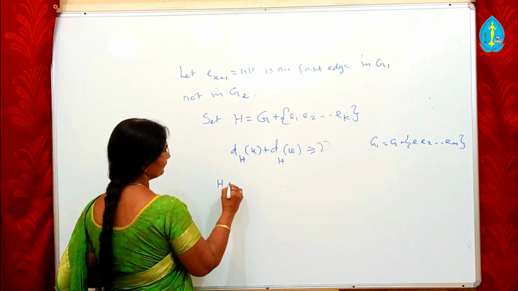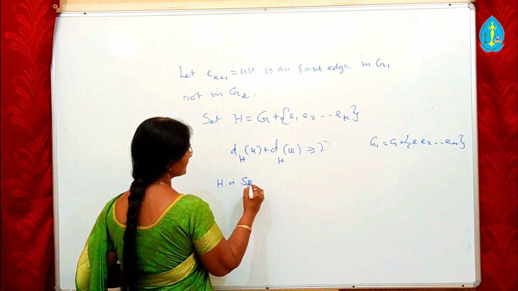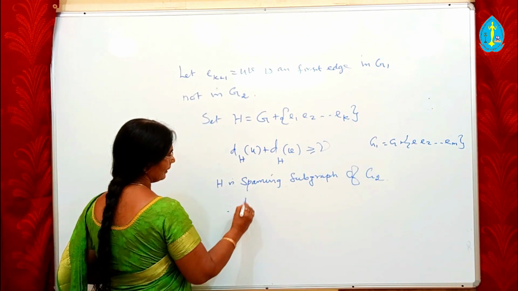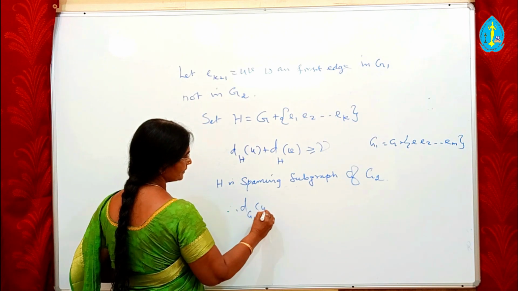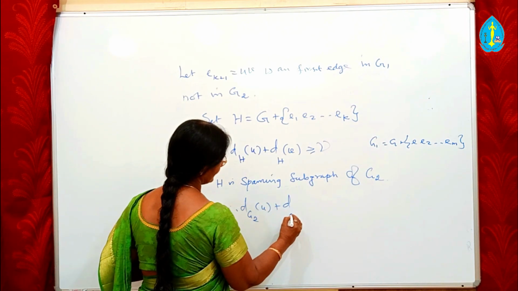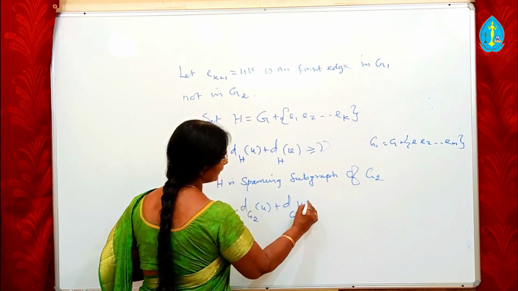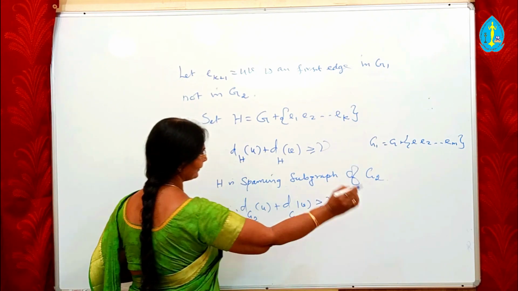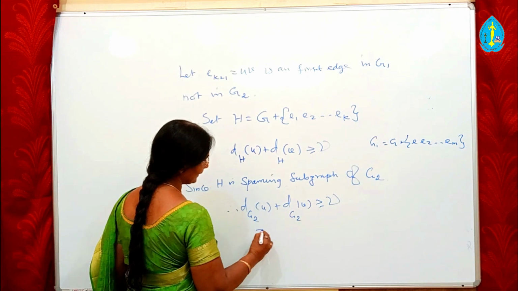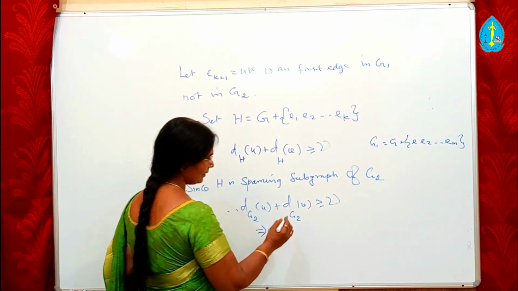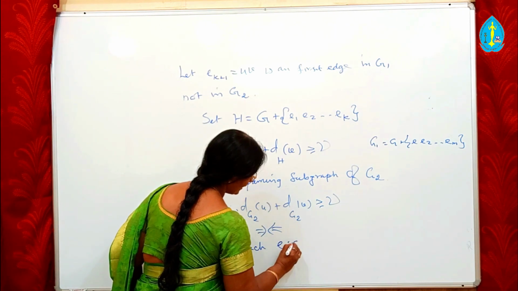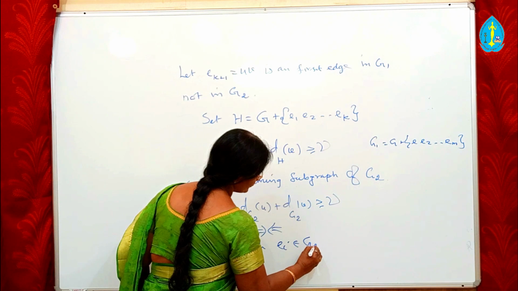So H is a spanning subgraph of G2. Therefore dG2 of U plus dG2 of V, the degrees of U and V in G2, is always greater than or equal to gamma. This implies U and V are adjacent in G2, which is a contradiction. Therefore, each Ei belongs to G2.